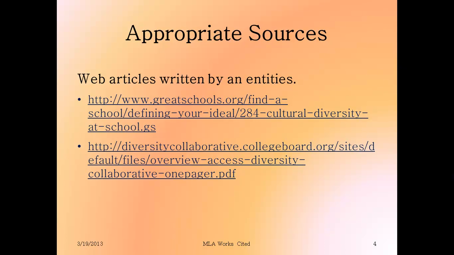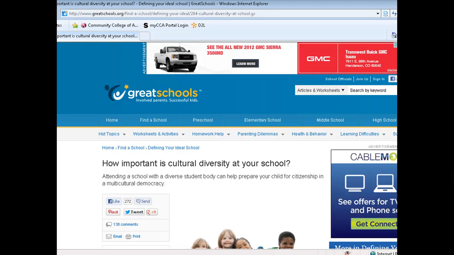So if you recall from our previous recorded lecture, we looked at 2 main websites and we found articles by entities on these websites. I want to take the first website by greatschools.org and look at that website so we can prepare for our Works Cited page. So here's the Great Schools website. And the first thing you see is Great Schools, Involved Parents, Successful Kids. That is your entity name, okay? That's the association that owns this website and that produces these articles.